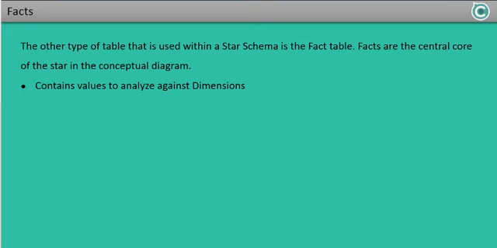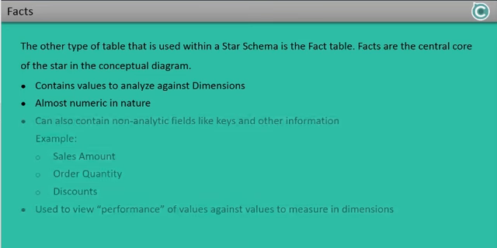Any data that can be measured is part of a fact table. This is why most of such values in a fact table are numeric in nature. These values are easily measurable and aggregated across multiple dimensions. Fact tables also contain other columns, such as keys and other information. We'll go into more detail on this sort of table in a lesson dedicated to fact tables later in this course.